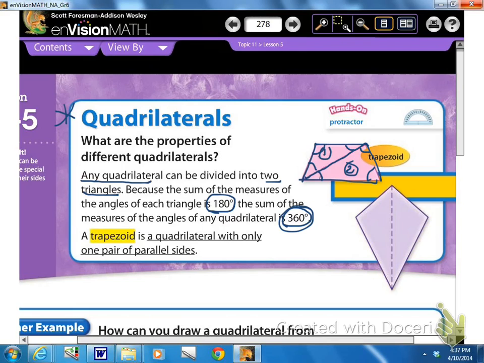Now trapezoid, here are your properties of the trapezoid: it is a quadrilateral with only one pair of parallel sides. So I've written all over this, but for example, this trapezoid here has this side and this side that are parallel. Lines would never intersect. Let's look at some others on the next page.